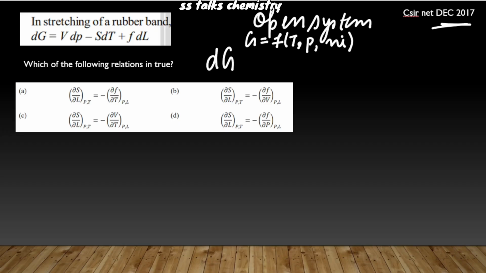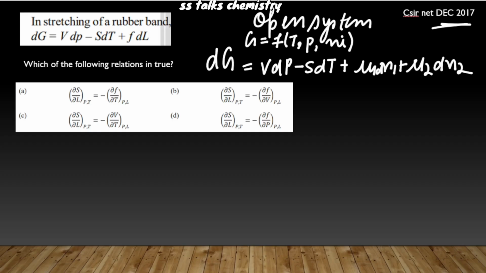That is, matter is also included in the open systems. So dG we used to write as VdP minus SdT plus the change in Gibbs free energy. With this you used to write mu1 dn1 plus mu2 dn2, like this, adding the ith components in this.